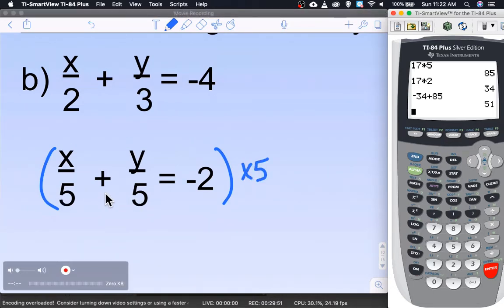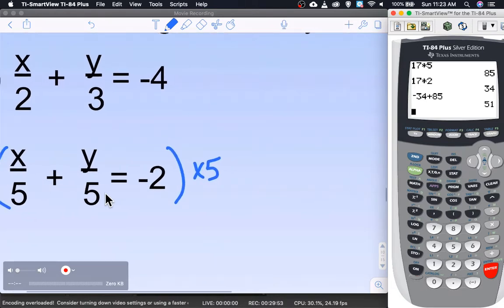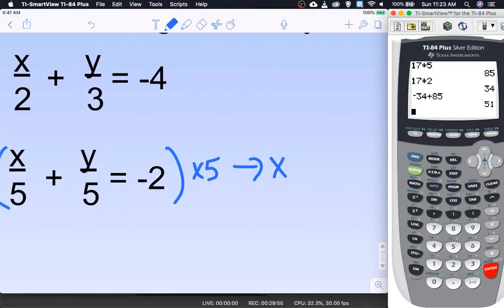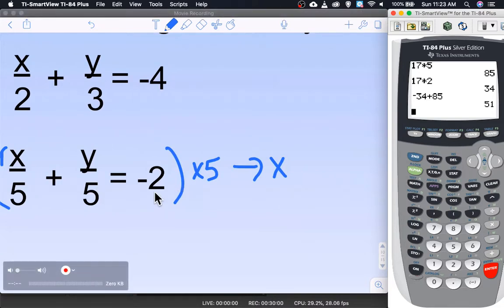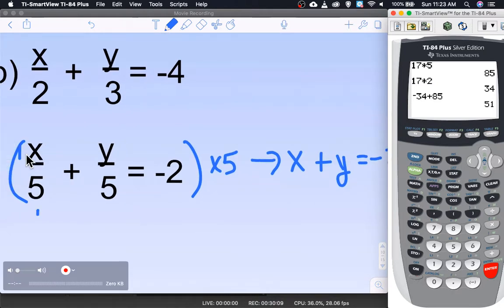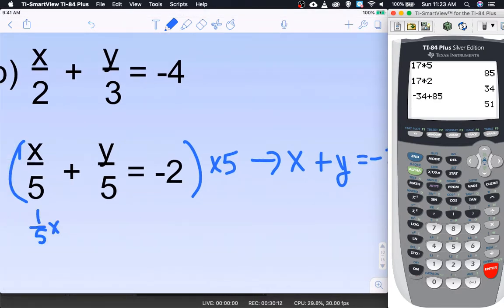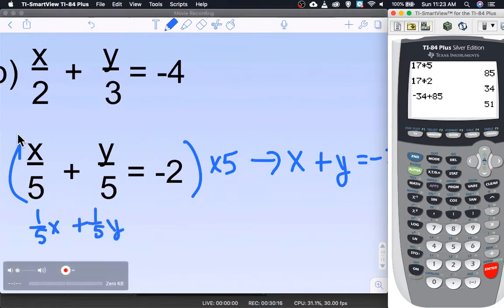So if I multiply the entire equation by 5, I'm going to get x, because this is essentially a 1x over 5. So I'm going to get x plus y equals -2. You could think of this as 1/5 x and a 1/5 y. This is equivalent. So by multiplying by 5, 5 times 1/5 is 1y.